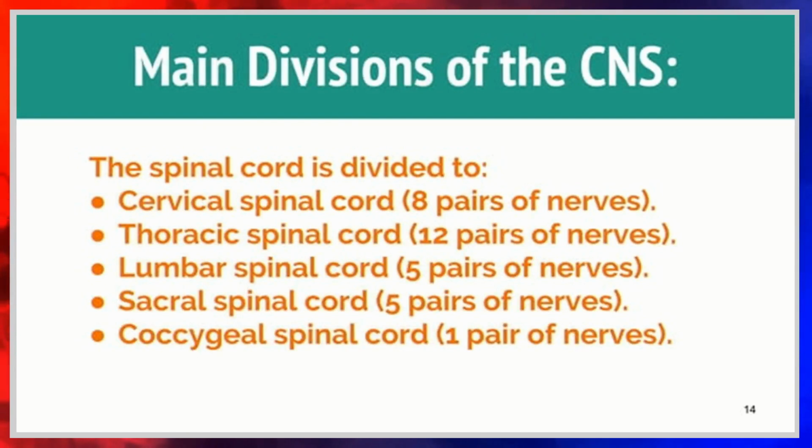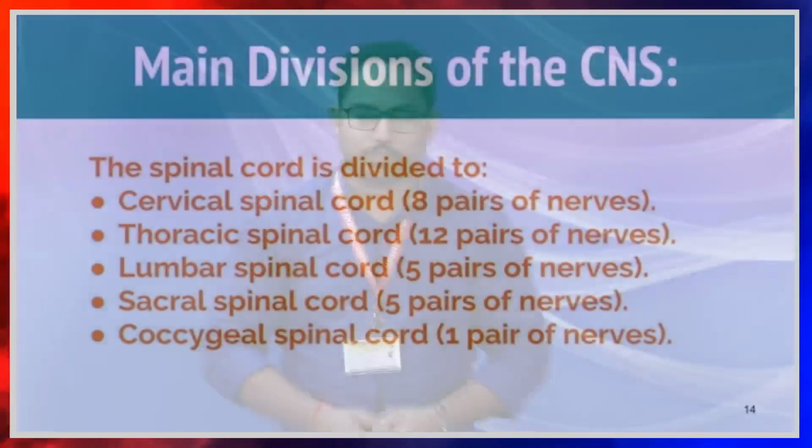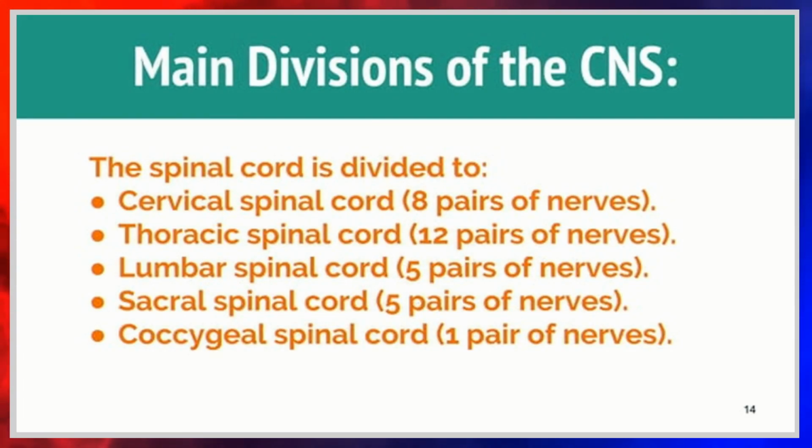If we talk about the spinal cord, it is basically divided into five segments. First, the cervical spinal cord, which consists of 8 pairs of spinal nerves, the thoracic spinal cord, which consists of 12 pairs of spinal nerves, the lumbar spinal cord, which consists of 5 pairs of spinal nerves, the sacral consists of 5 pairs, and the coccygeal consists of 1 pair of spinal nerves.